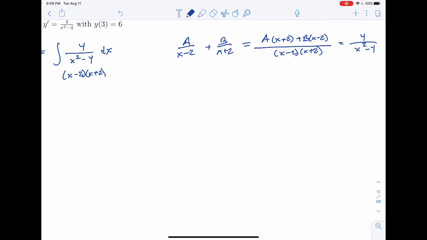Okay, so now the denominators are equal. These two things are equal when their numerators are equal. So a times (x plus 2) plus b times (x minus 2) equals 4.